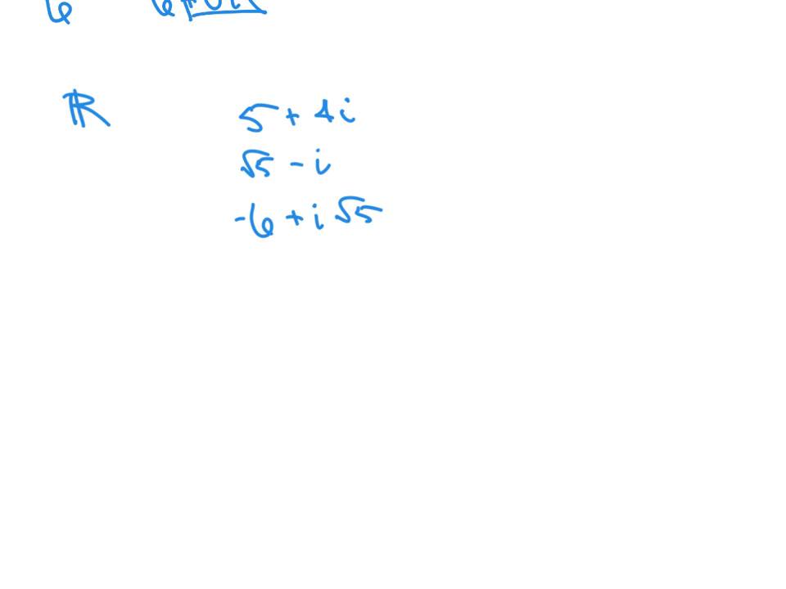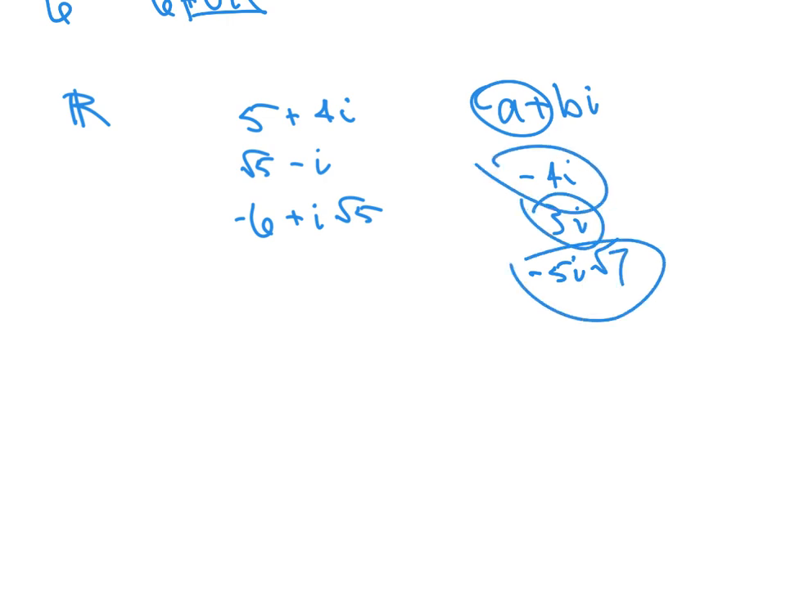Okay, pure imaginary numbers are when you've got a plus bi, where the a is 0. So we end up with maybe 4i, 3i, negative 5i, square root of 7 i. All of these numbers are pure imaginary numbers because there's no number that is not imaginary added to it. Because these are multiplied by i, the whole thing is imaginary.